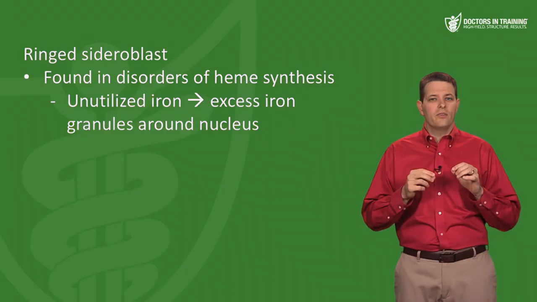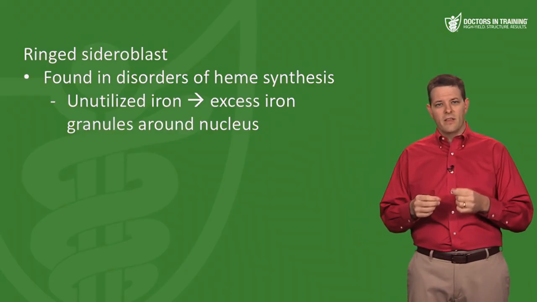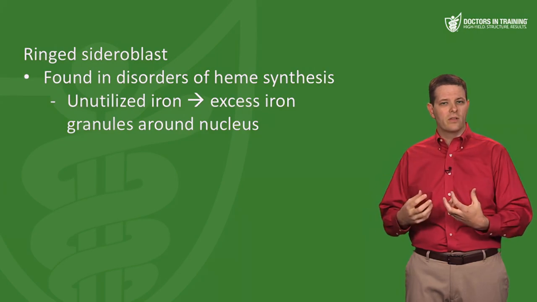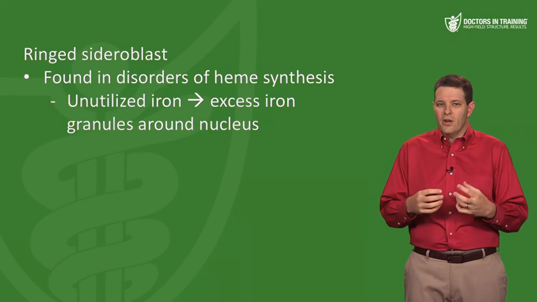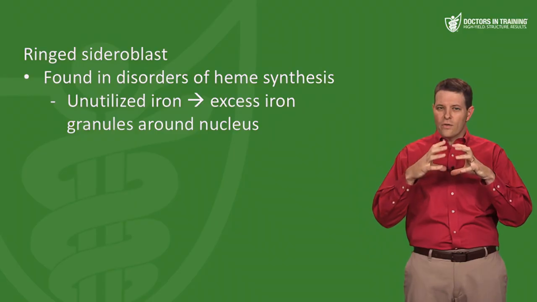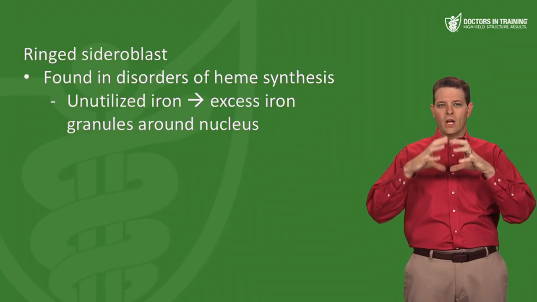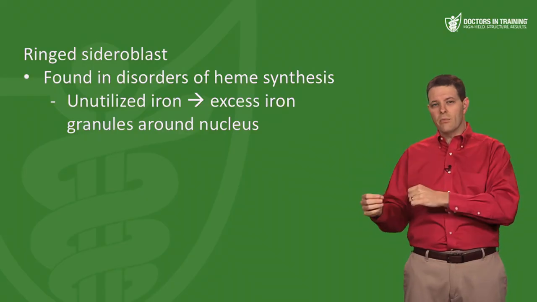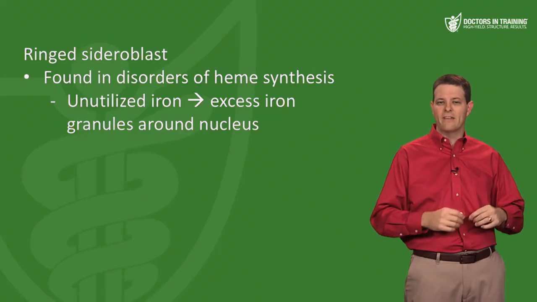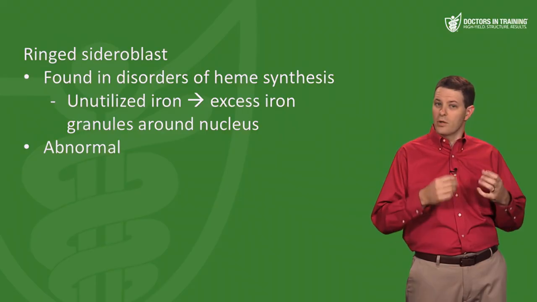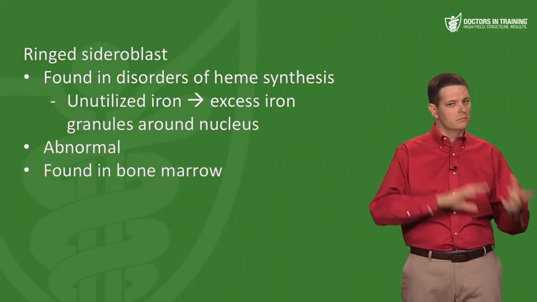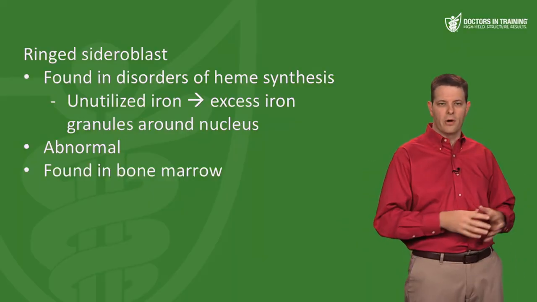However, if you have a disorder that affects heme synthesis, the sideroblasts can't use all the iron that's stored in those iron granules. So they have too many granules, and the iron granules sort of surround and encircle the nucleus. So they form a ring around the nucleus. Now we call this a ringed sideroblast. So sideroblasts are normal, but ringed sideroblasts are abnormal. And where do you find these ringed sideroblasts? Again, they're found in the bone marrow. Not the peripheral blood, but the bone marrow.